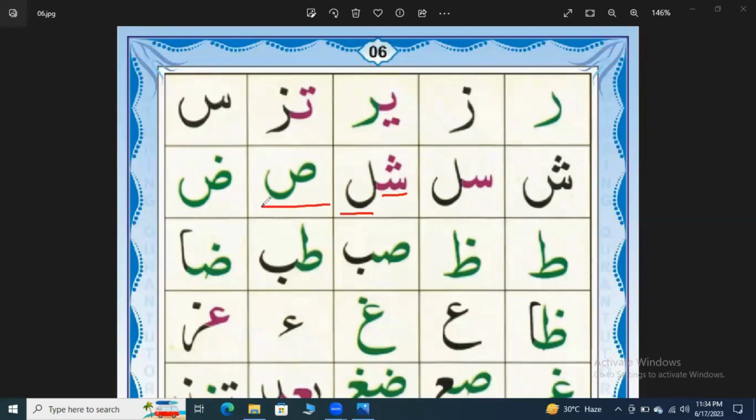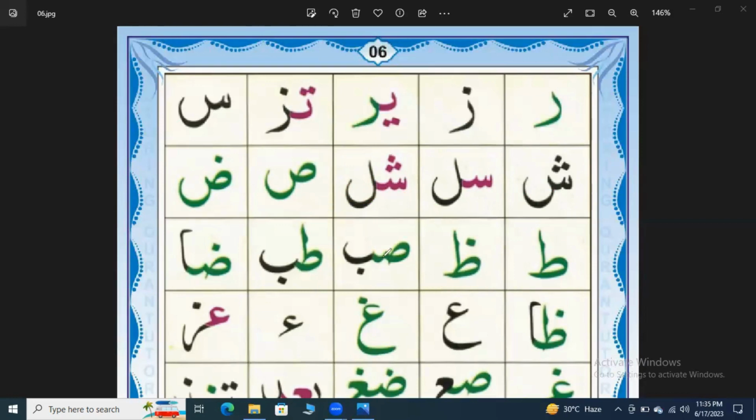Next one is sad. When we add one dot on the top of sad, it becomes dad. Next one is ta. And then when we add one dot on the top of ta here, it becomes za. So sad, dad, ta, and za.